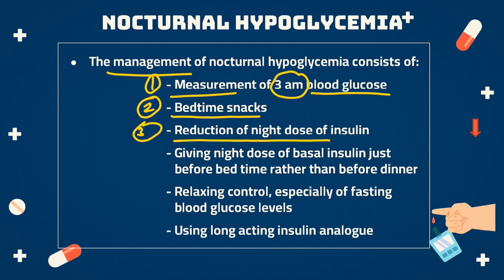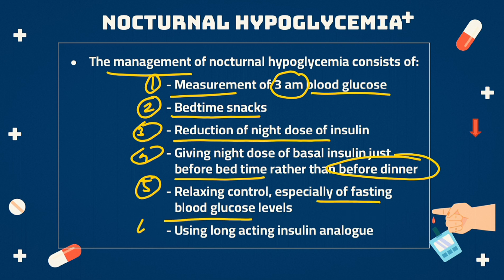The fourth one is giving the basal insulin before bedtime instead of before dinner. This will also lower the risk of nocturnal hypoglycemia. Apart from that, relaxing the control of fasting blood glucose levels. And the last one is use of long acting insulin instead of short acting or bolus forms of insulin.